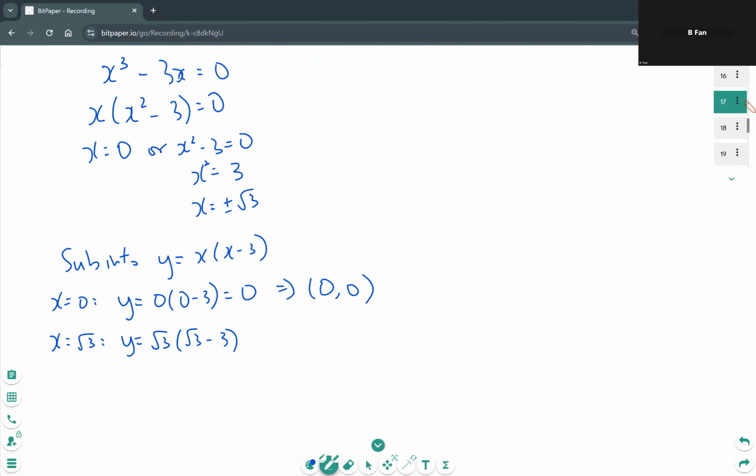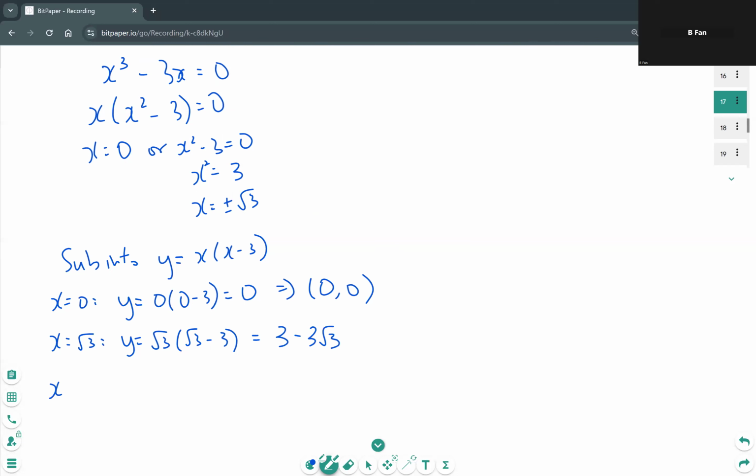When x equals positive root 3, y equals root 3 times root 3 minus 3. Now, how do we expand this? It looks a bit clumsy, a bit messy. What do we do? Put it in a calculator. The calculator does the work for you. Put the whole thing in a calculator, and the calculator simplifies it for you: 3 minus 3 root 3.